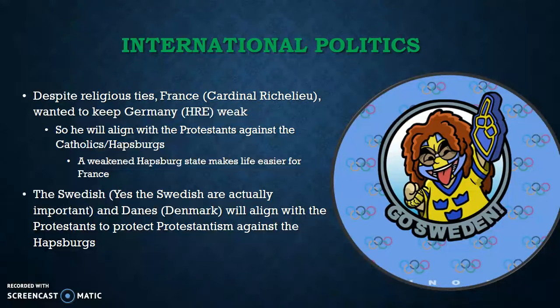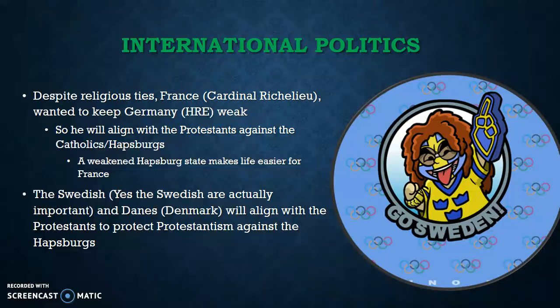So if they ever decided that they wanted to team up against France, France would struggle in trying to fight off a war on both sides. So he is going to look to do what he can, despite being a Catholic cardinal, to help the Protestants gain control and keep the Habsburg dynasty weak throughout the continent of Europe.